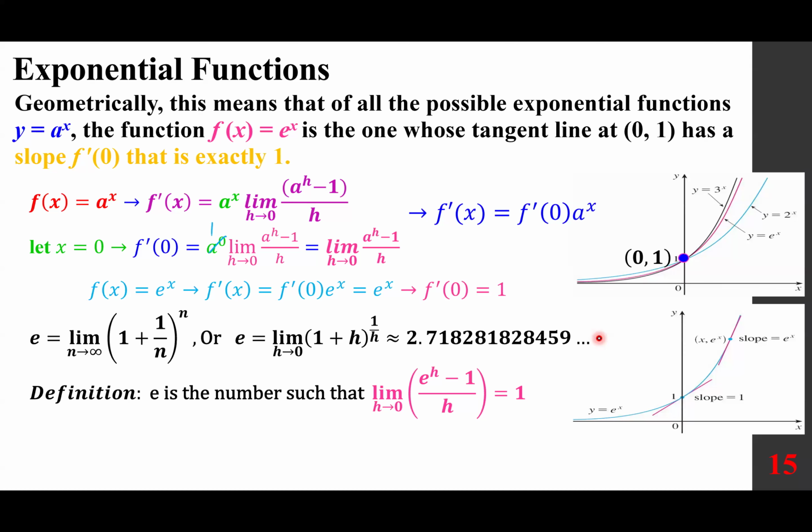And now we also have the following. e is the number such that the limit of (e to the power of h minus 1) over h as h approaches 0 must be 1. However, all we need to know really is that if f of x is e to the power of x, so is f prime of x. That's all we need to know. I just wanted to go over this concept with a little bit more detail in essence.